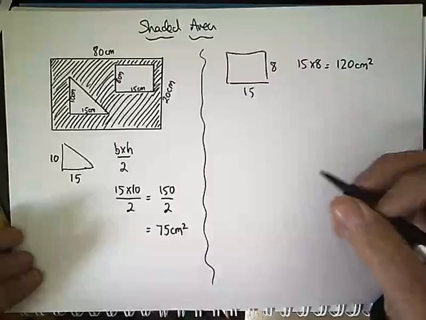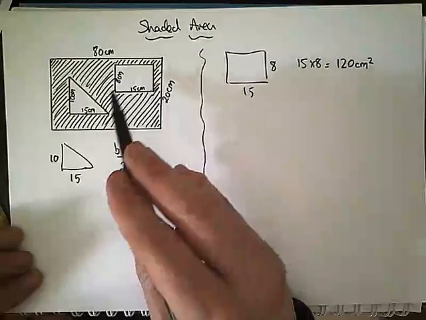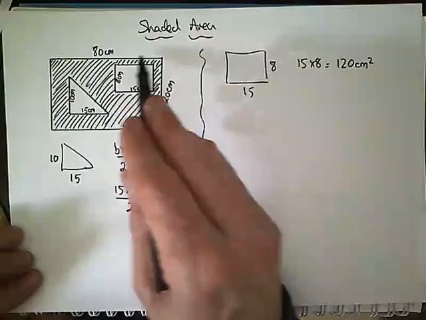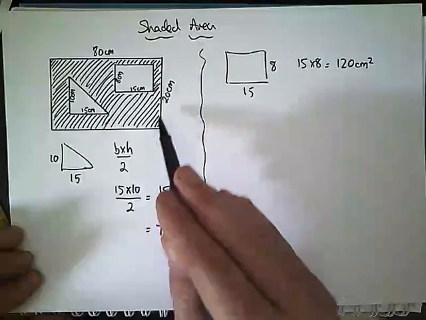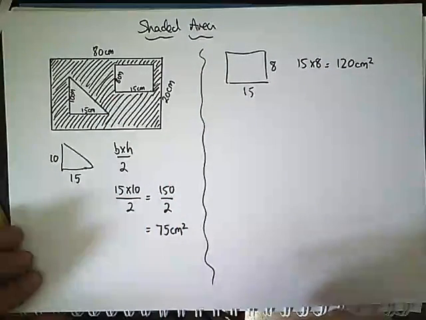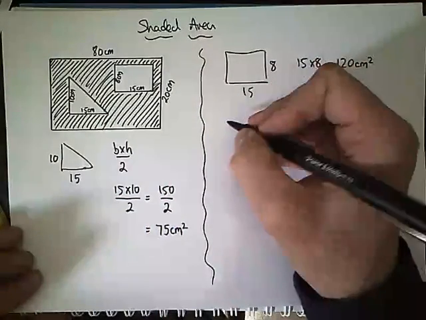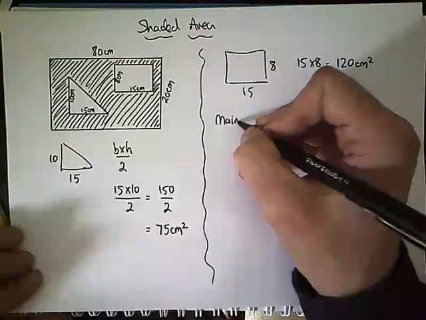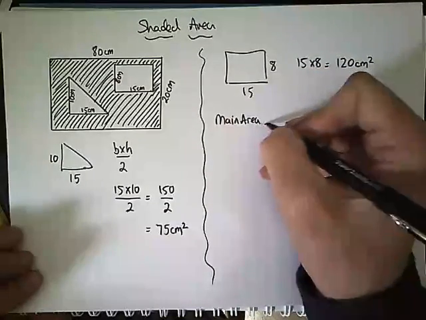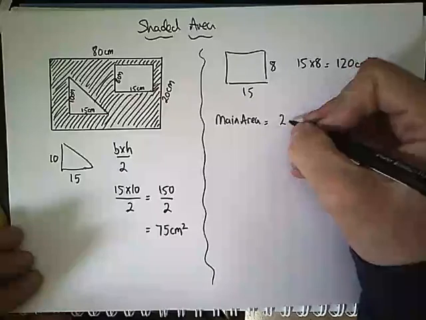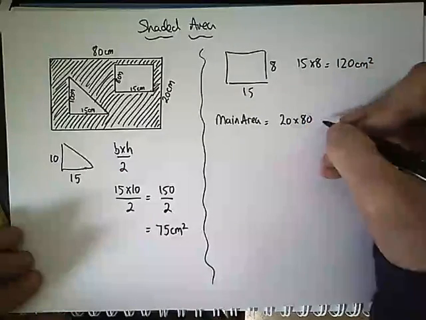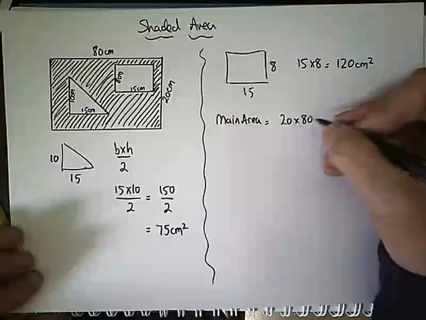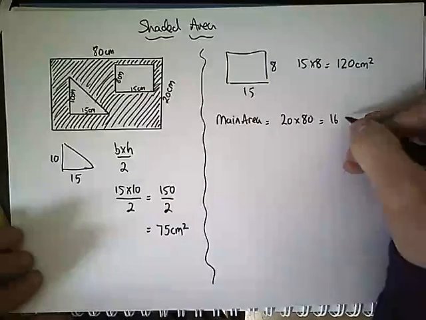So now that I know the two areas that are not shaded, I can work out the area of the big shape and subtract the two smaller areas. So the main area equals 20 times 80. 2 times 8 is 16 with 2 zeros.